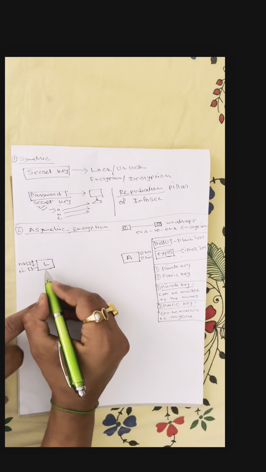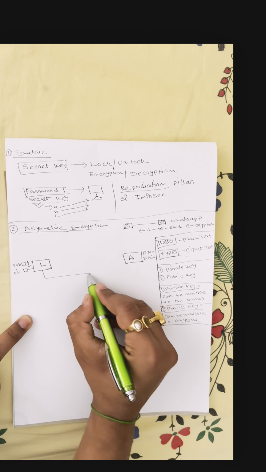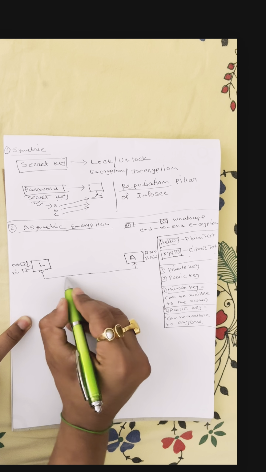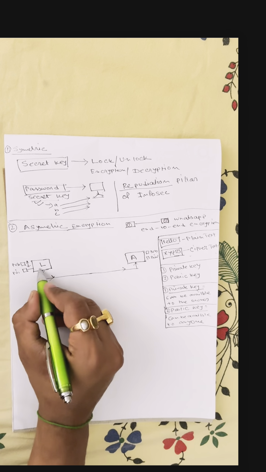Now, Louis is sending a message to Ankit. Louis encrypts this message and sends it to Ankit. Very good. The message is the hello message.